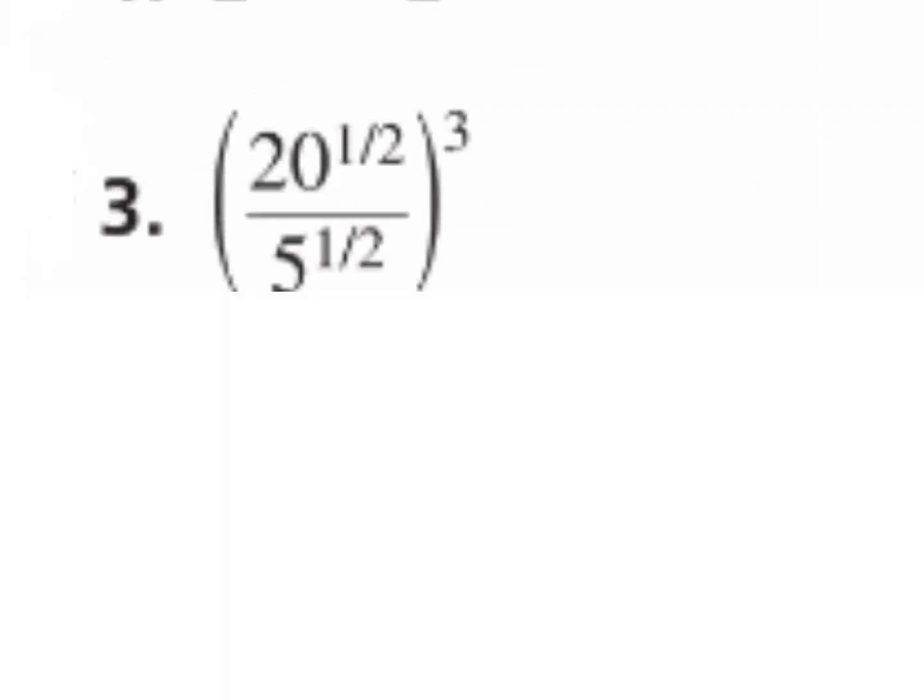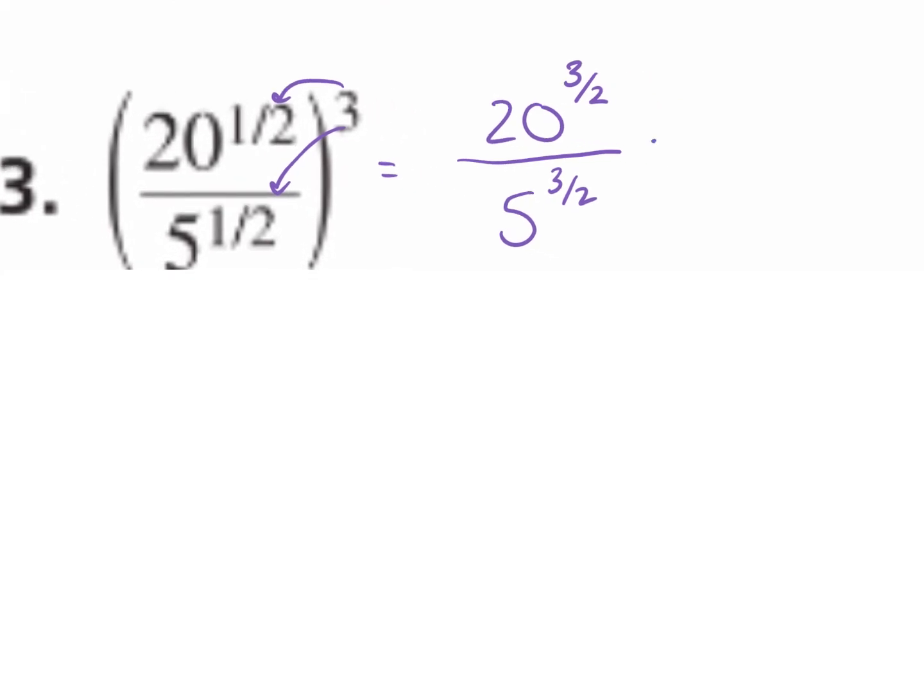Let's look at number 3. What could I do first for number 3? Distribute. We can distribute. So it'd be 20. What do I do when I have a power raised to a power? Multiply. So 20 to what power? To the 3/2. So 3 over 2 over 5 to what power? 3 over 2. Can I simplify this even more?